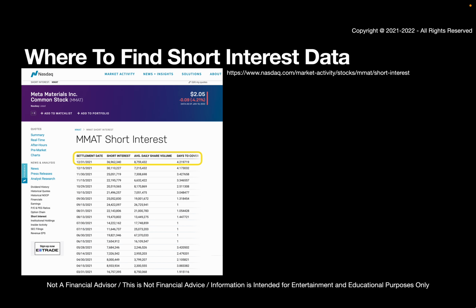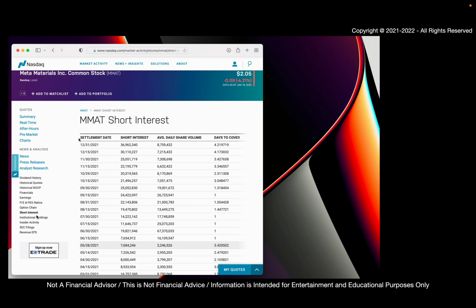So let's get some short interest data and see what that looks like. I went to the NASDAQ website. You can just go to www.nasdaq.com, look up Metamaterials, stock symbol MMAT. I went over to where this short interest information is, right over here. So you click on that link, and that'll take you to the short interest page.